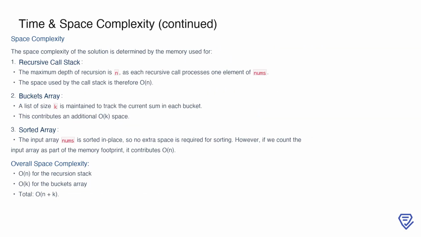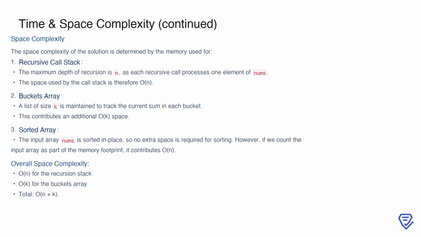Turning to space complexity, we consider the memory requirements of the algorithm. The first major contributor is the recursive call stack. Since each recursive call processes one element of nums, the maximum depth of recursion is n, resulting in n space used for the stack. The second contributor is the buckets array, which tracks the current sum in each of the k buckets. This array uses k space.